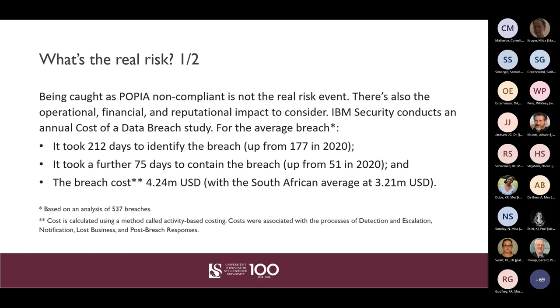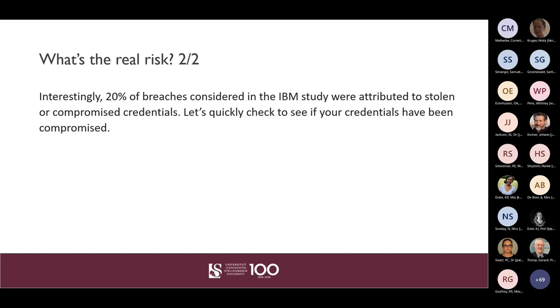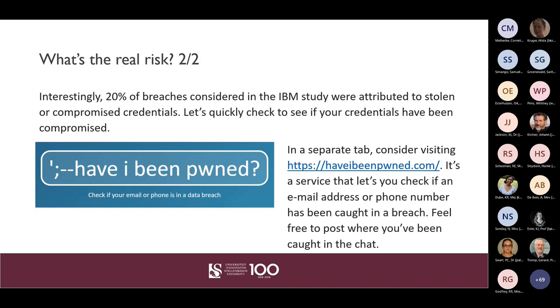Now, in this IBM study, what was interesting this year is that 20% of the breaches considered were attributed to stolen or compromised credentials. And we can actually check if our own credentials have ever been compromised. We can do this right now. So in another tab or window or on another device, if you're already doom scrolling on your phone while this is going on, you can open Have I Been Pwned? This is a service that was started by an Australian security researcher. What he does is he collects leaked data sets and indexes them. And if those leaked data sets have a phone number or an email address, you can search for an email address or phone number.